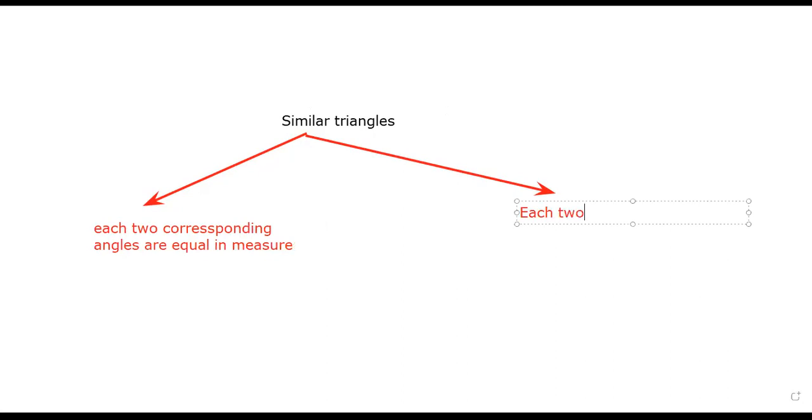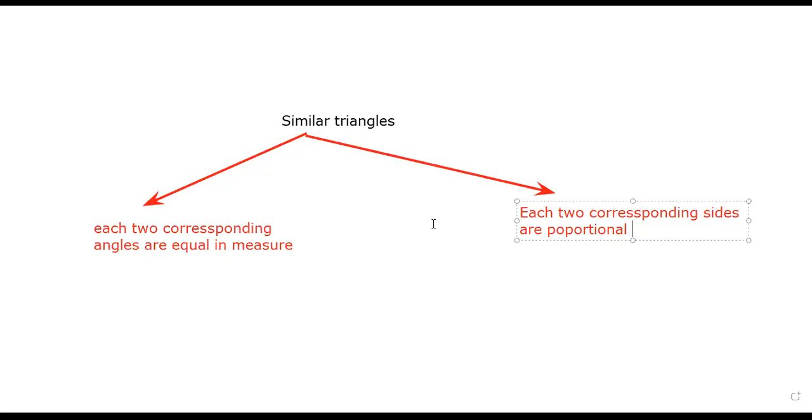What about sides? Each two corresponding sides are what? Are equal in width? No, are not equal. Proportional. Yes, each two corresponding sides are proportional. And what is the meaning of proportional? They have the same ratio.